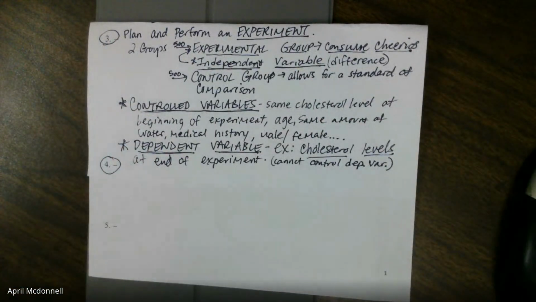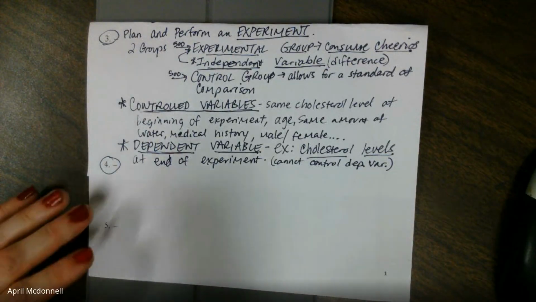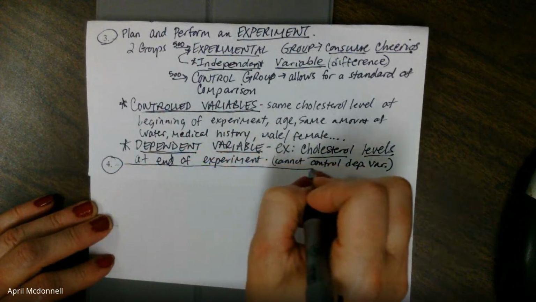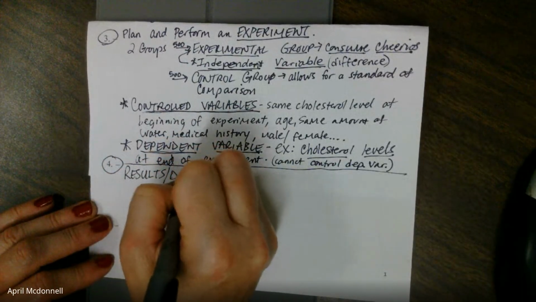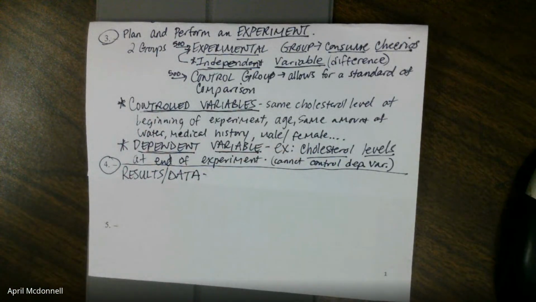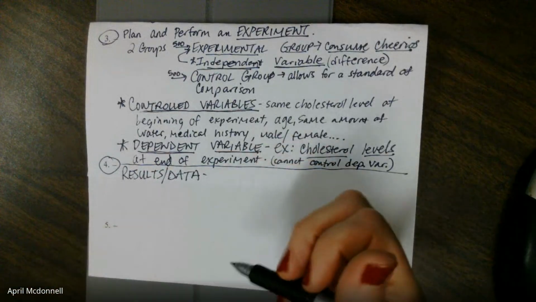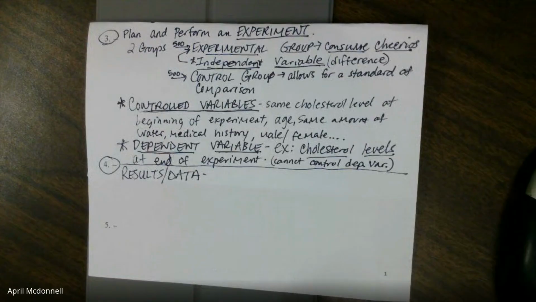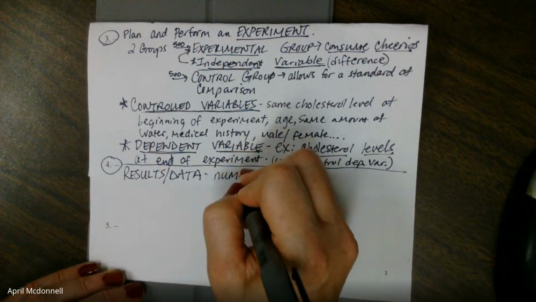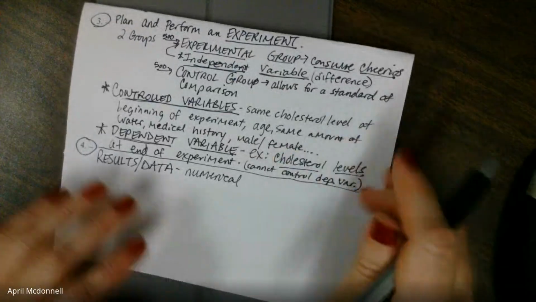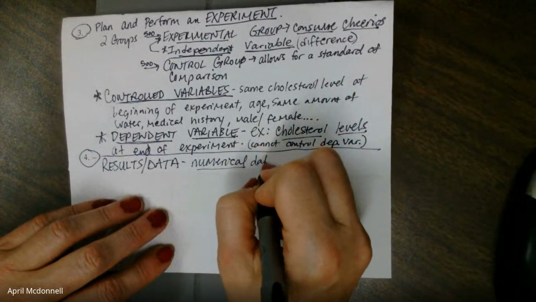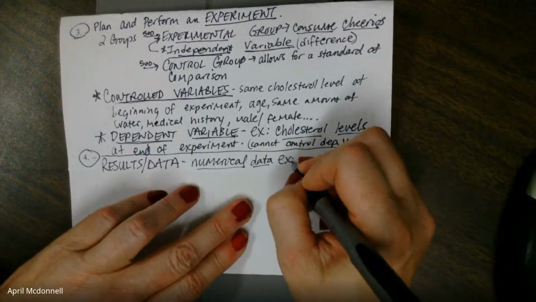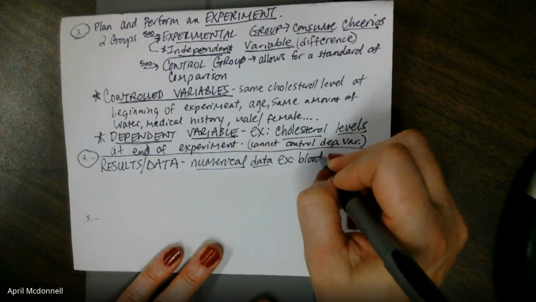So step 4 in the scientific method is going to be the results. Sometimes the results are also called the data. In this case, it's pretty simple. We are basically going to record numerical data, since blood cholesterol levels are numbers. Numerical data is the type of data that we frequently see in research, for example, blood cholesterol levels.